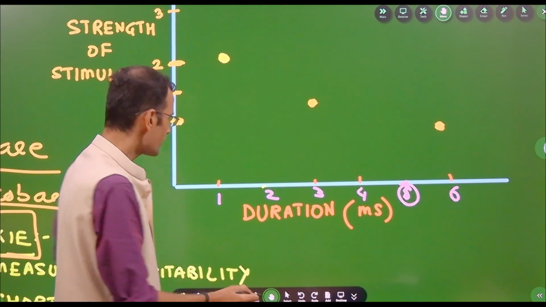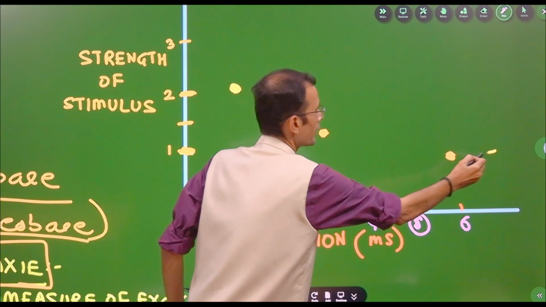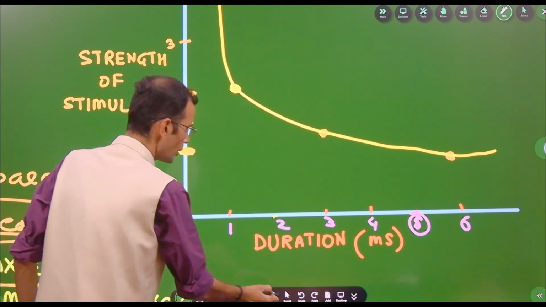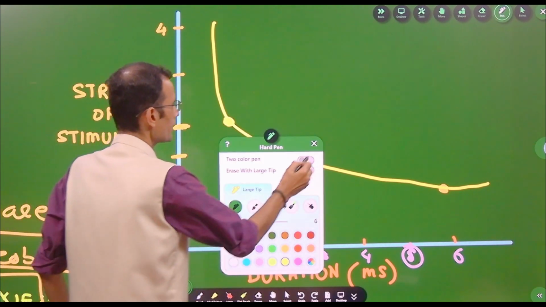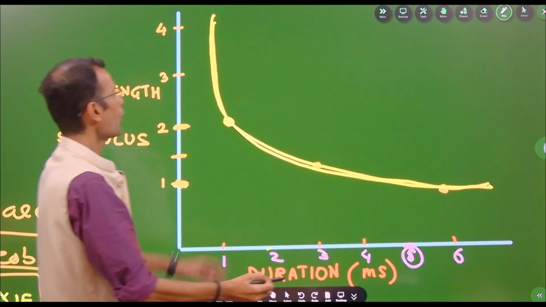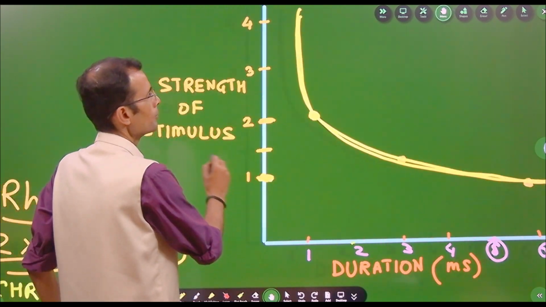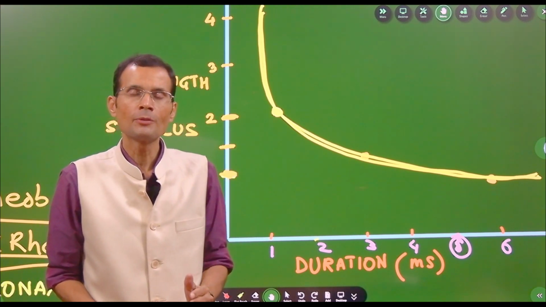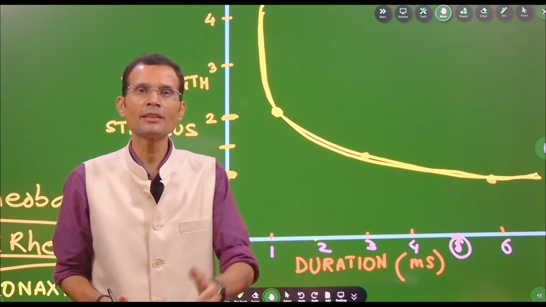Now I've got these points, I join them, and I get the strength duration curve. So this is how a strength duration curve is plotted. Let's make it little clearer. Okay, the points joined and we got the strength duration curve. Two definitions required: one, rheobase, and two, chronaxie. These two definitions will be required in the exam.